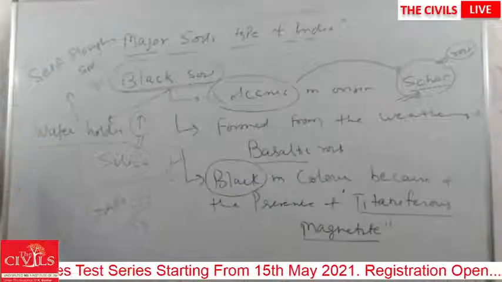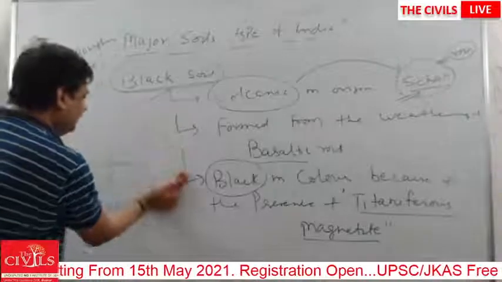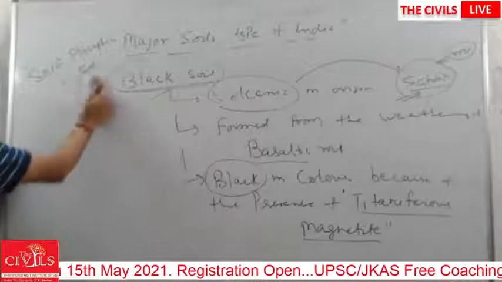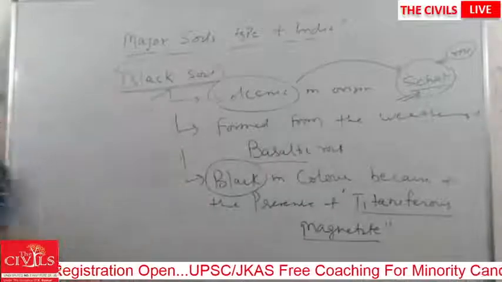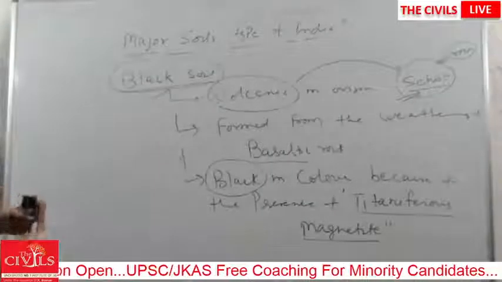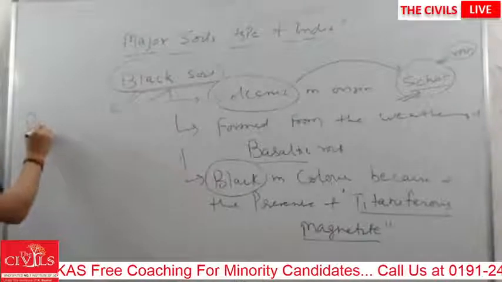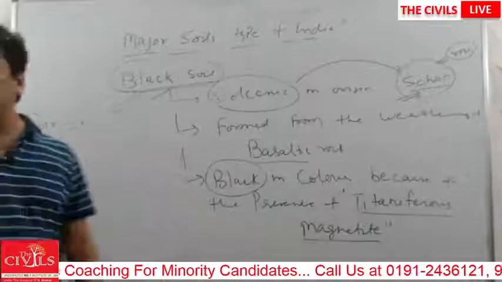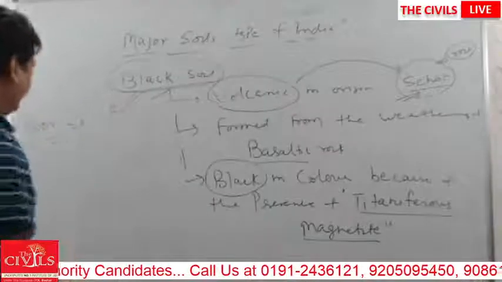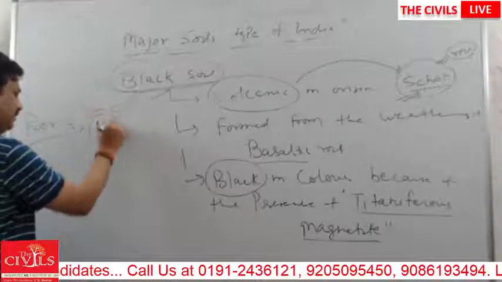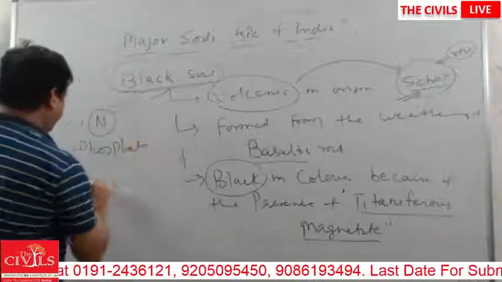Now, this black soil is poor in nitrogen, phosphates and humus. It is poor in nitrogen, phosphates and humus.